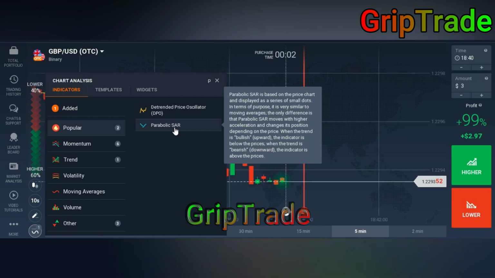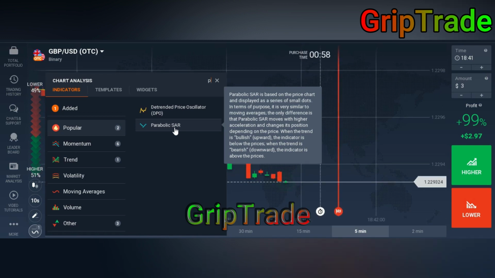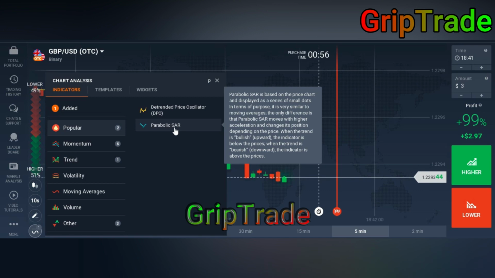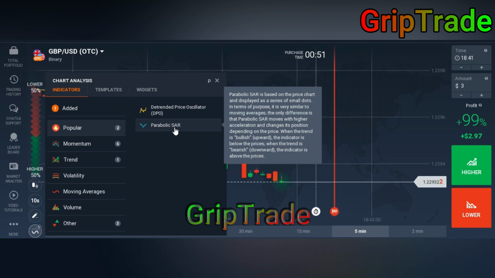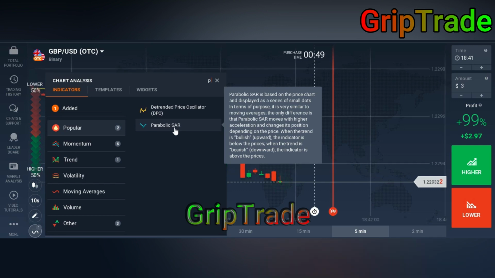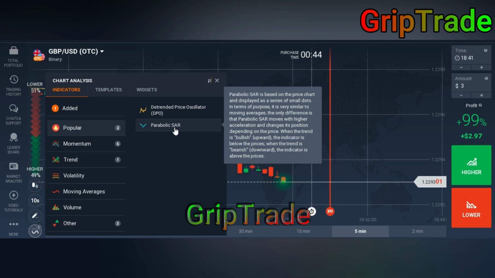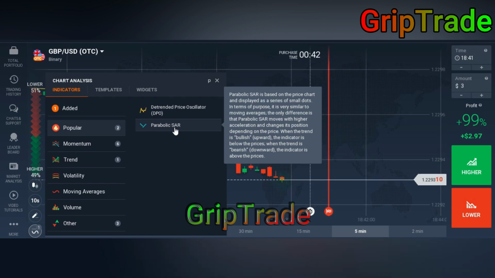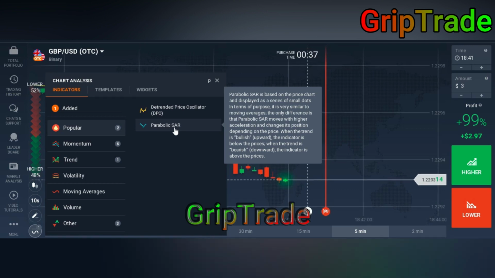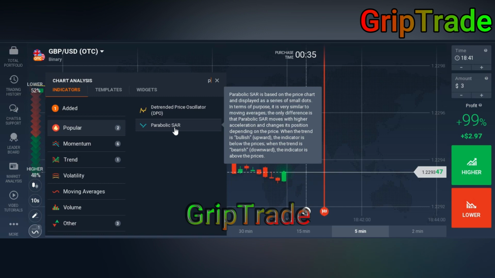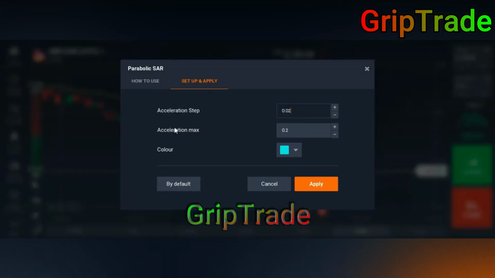It is basically an indicator that changes its position depending on the price. When the price is moving upwards, the indicator is always below the prices. And whenever there is a bearish trend, that is the price is moving downwards, bearish means downward trend, the indicator is always above the prices. So that's an indication that is going to help us take signals, and you are pretty good to trade on this. There you go, I applied it.